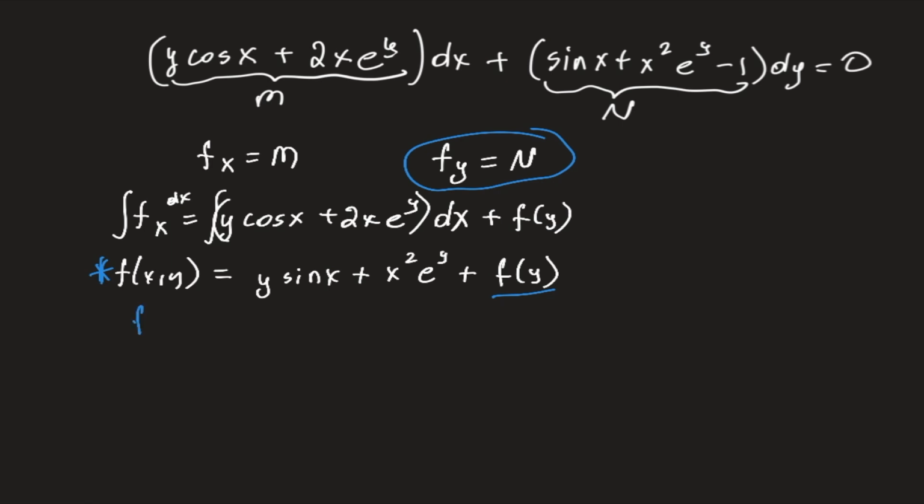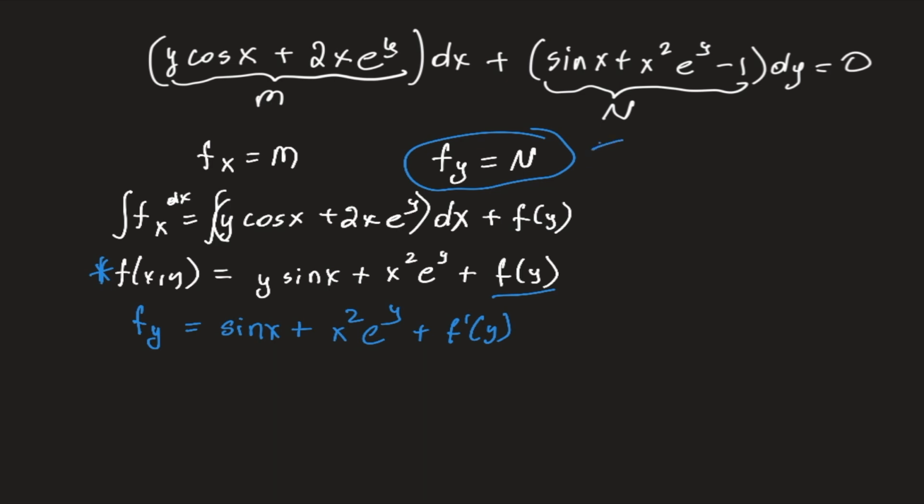We need to find the partial derivative with respect to y. And when we're finding the partial derivative with respect to y, keep in mind that x, again, is constant. So we have sine x, and then the derivative of y is 1, plus x squared, the derivative of e to the y is e to the y, plus the derivative of f of y with respect to y, in this case, will be f prime of y.